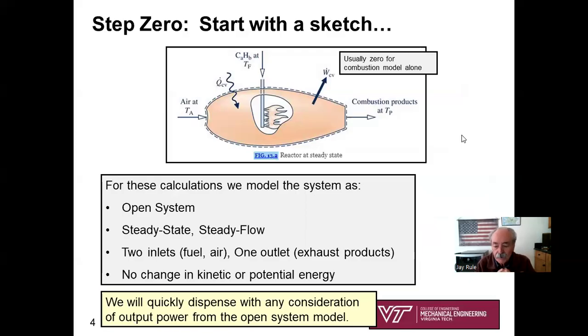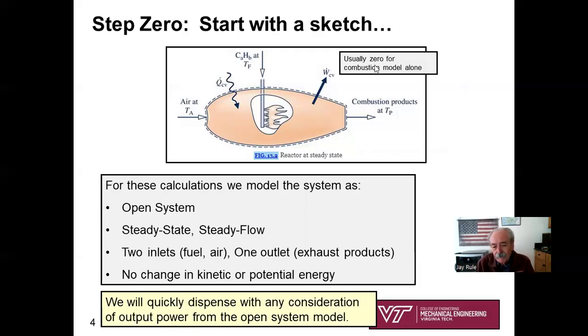Of course, let's start with a sketch. Now, for Chapter 13 and most combustion analysis situations, usually this W dot term for some combustion chamber, I know the textbook calls it a reactor, let's call it a combustion chamber, kind of like the combustion chamber for a gas turbine engine.